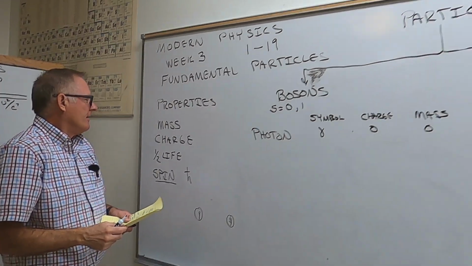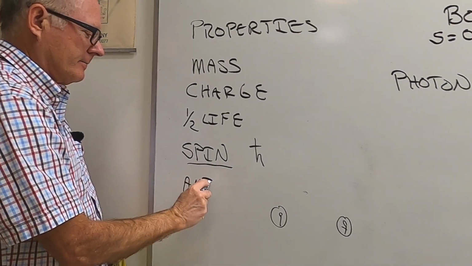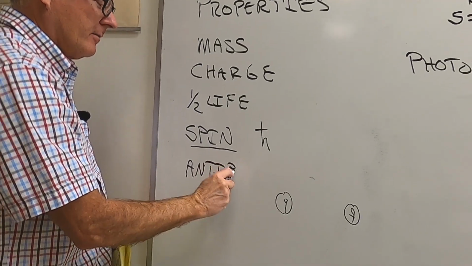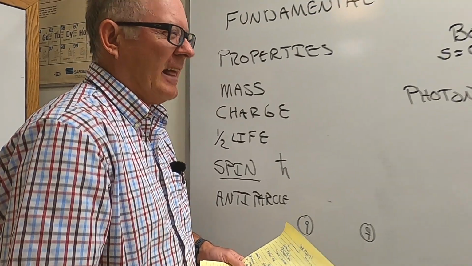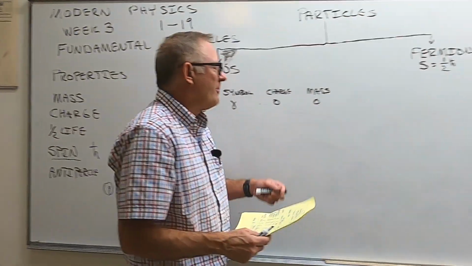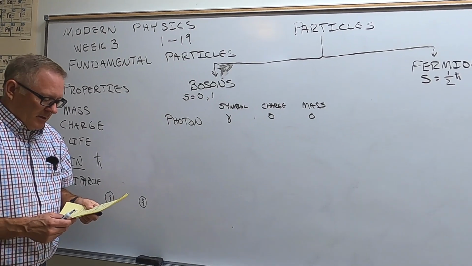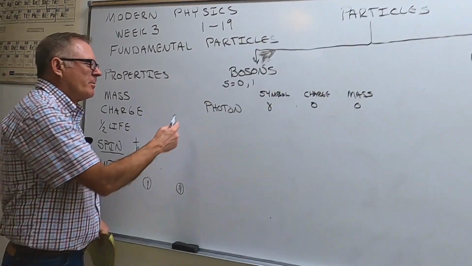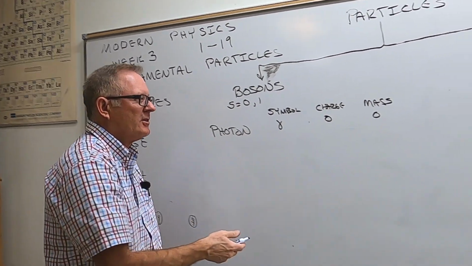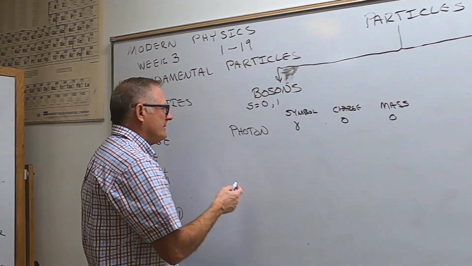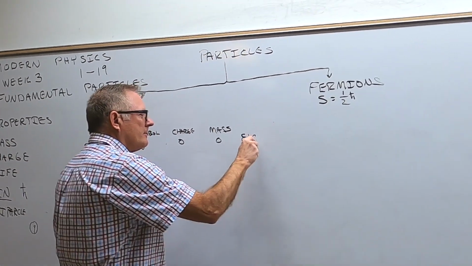And does it have an antiparticle? No, there's no such thing as anti-light. So the antiparticle is itself. It has no antiparticle. And then what force is responsible for the photon? Remember, these are all responsible for a force of nature. This is the electric force. So this is due to the electric force.